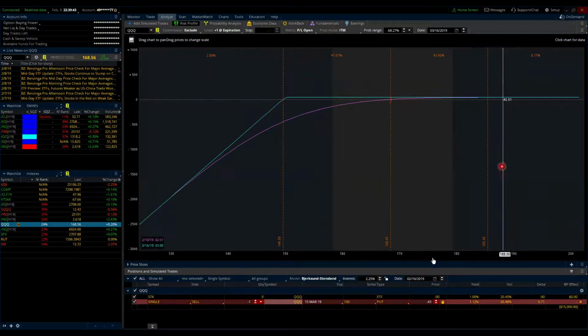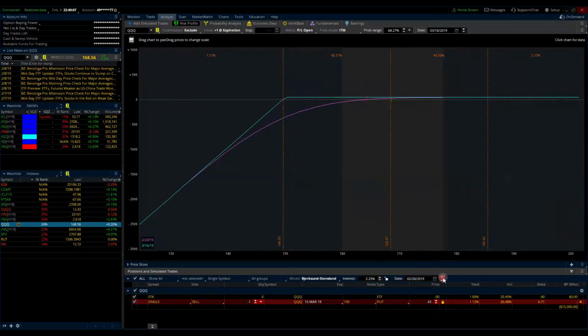Since we're only collecting a 43-cent premium, our maximum potential profit is $43, because we just multiply that by 100 per contract. So let's take a look at what time decay does for this contract. As we move forward in time, you'll see the break-even points start to contract as we get closer and closer to our March 15th option expiration.